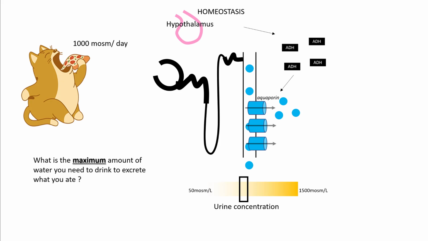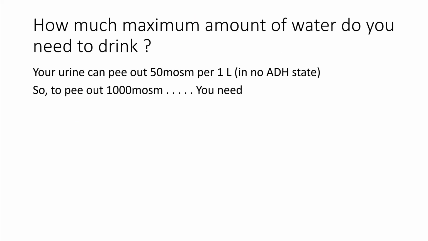Let's ask the next question. What is the maximum amount of water that you need to drink to excrete what you ate? And you are again eating a normal American diet of 1000 milliosmole a day. So for this, you will need to make the most dilute urine. That means you do not need any aquaporin channels. So let's work this out. Your urine can pee out 50 milliosmoles. That is the dilutest urine you can make, and that's when there is no ADH.